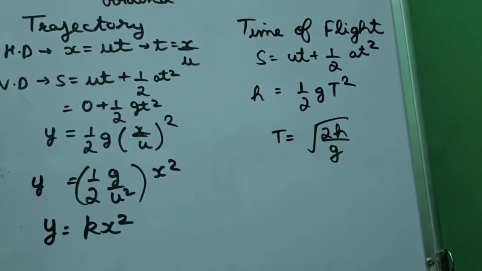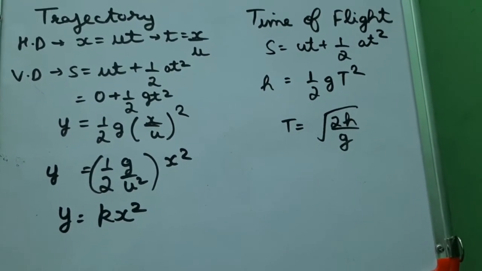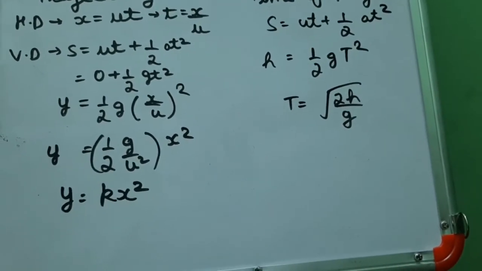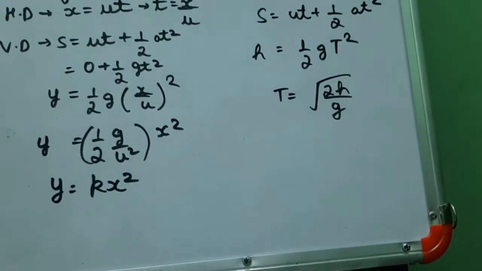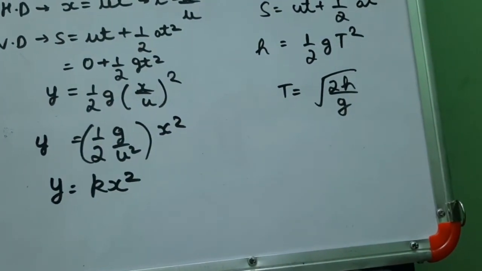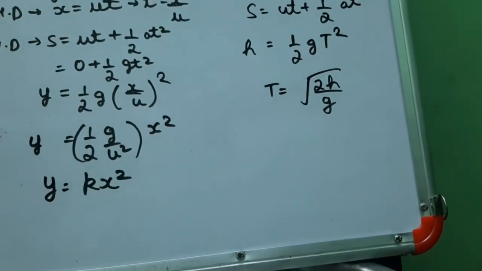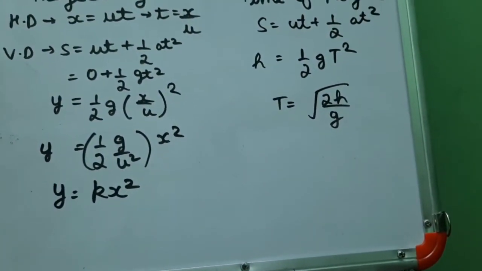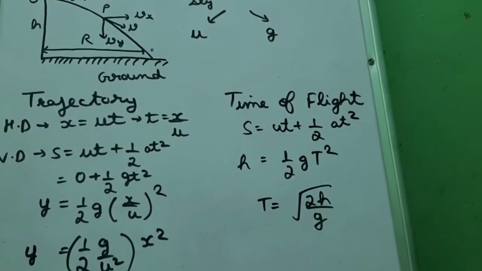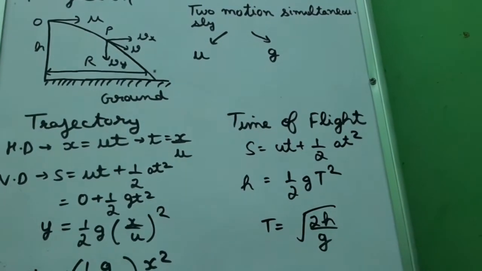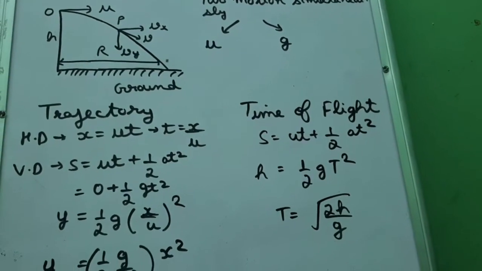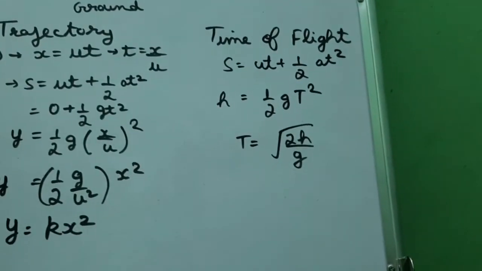अब body is moving downward, so a value of acceleration due to gravity is positive. So we have y is equal to half g x upon u whole square. By rearranging we will get y is equal to half g upon u square into x square. Half g upon u square is constant. So we have equation as y is equal to kx square, and this is the equation of parabola. So the trajectory of an object which is being projected with some initial velocity u in horizontal direction is a parabola.